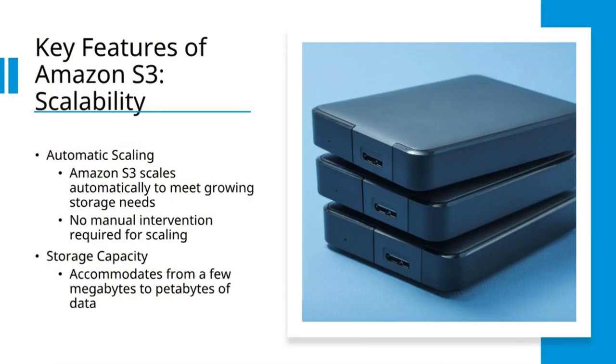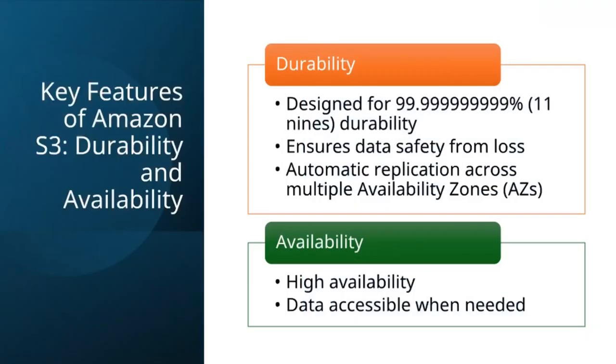Amazon S3 offers automatic scaling to meet growing storage needs, from a few megabytes to petabytes, without manual intervention. S3 ensures data durability with 99.9999999% durability by replicating data across multiple availability zones. It also offers high availability, ensuring data is accessible when needed.